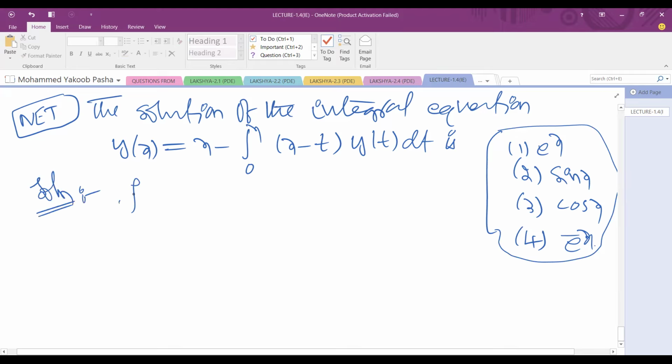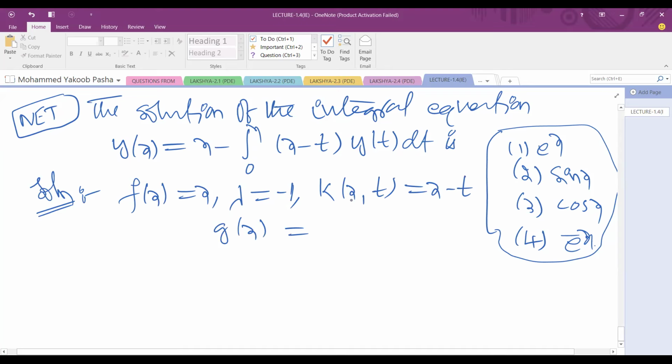Here f of x is equal to x, lambda is equal to -1, k of x comma t is x minus t. What about g of x? G of x, what is g of x? X. G of x is x.